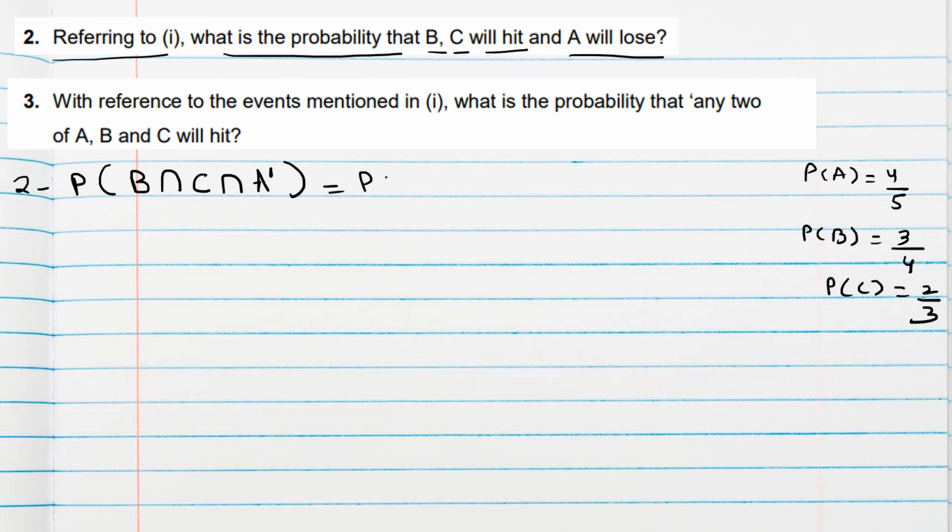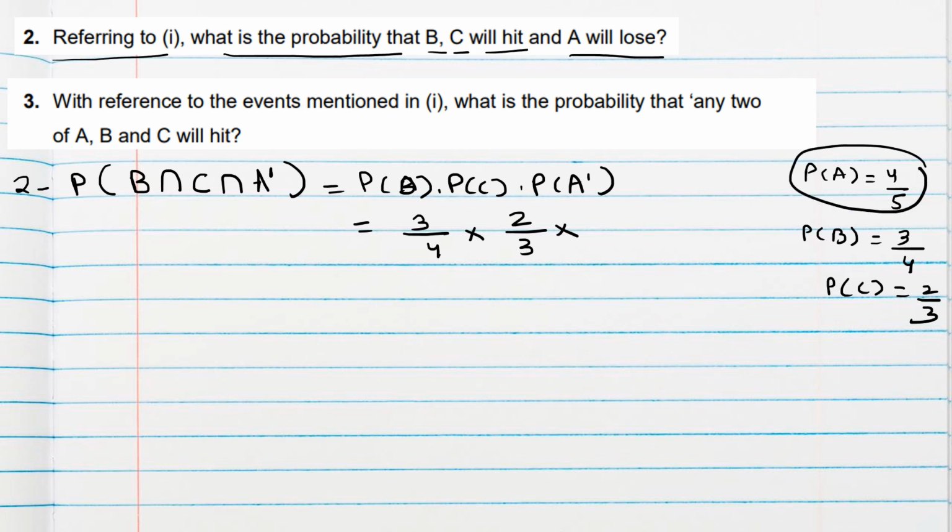So again we can use the concept of independent events. Probability of B into probability of C into probability of A complement. So B will be 3 by 4, C will be 2 by 3, and from here P of A is 4 by 5, so 1 by 5 we can write. Cancellation we can observe. So the final answer will be 1 by 10.